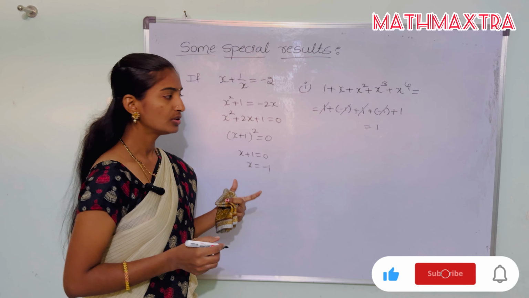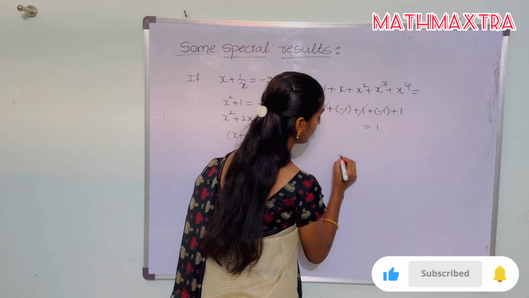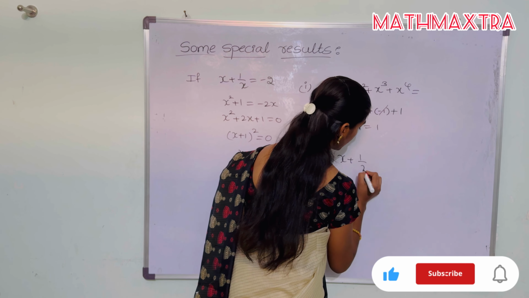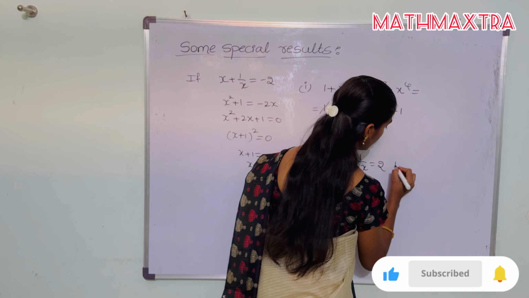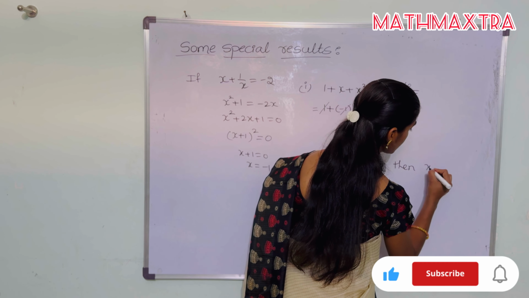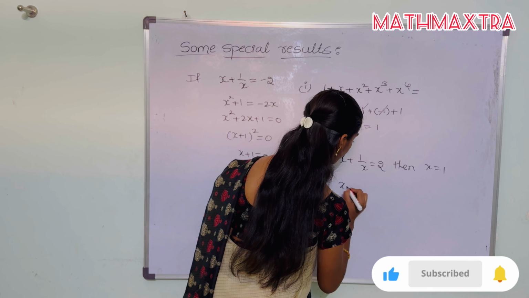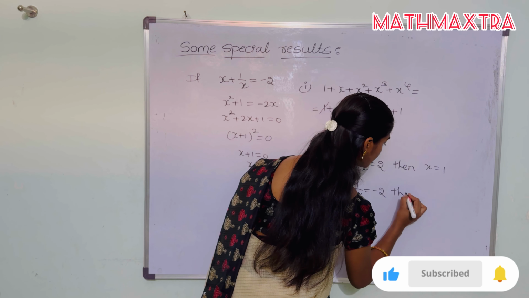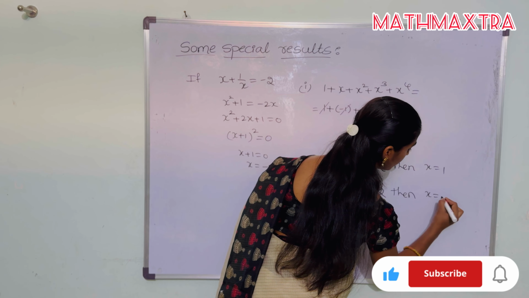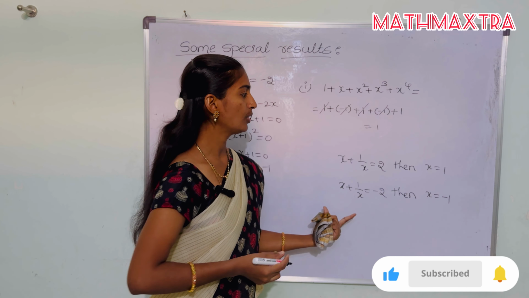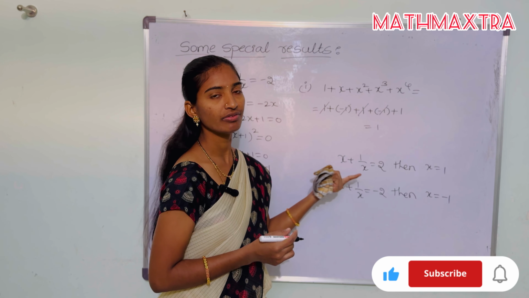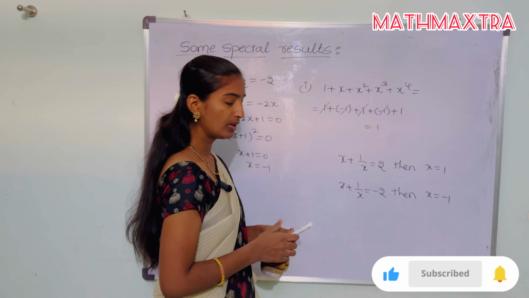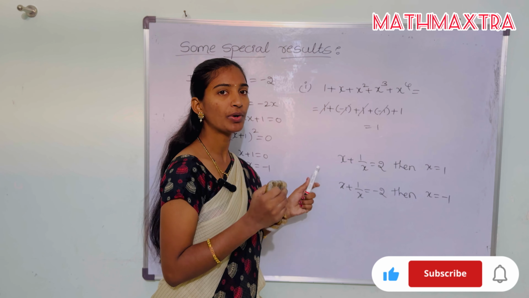If x plus 1 by x is equal to minus 2 is given. So what you need to remember: if x plus 1 by x is equal to 2, then x is equal to 1. If x plus 1 by x is equal to minus 2, then x is equal to minus 1. Okay, you remember these two results, they are very helpful. We will find some more results in this.